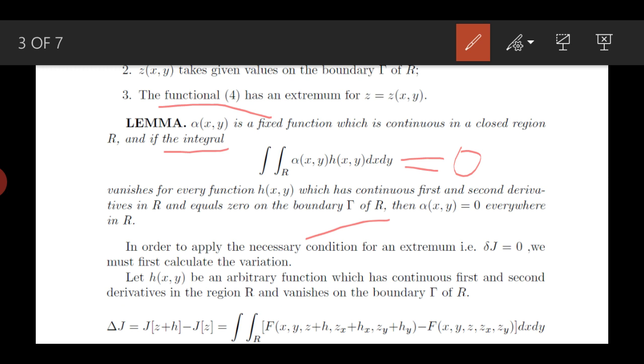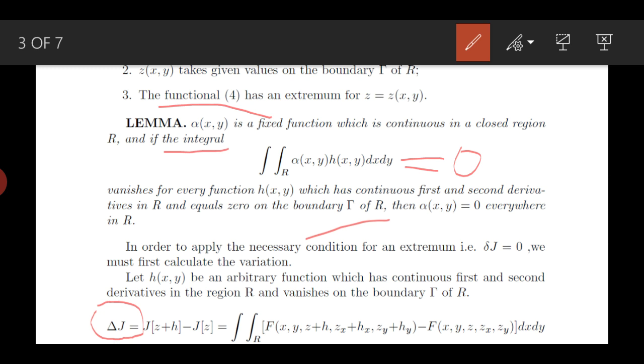Now let us find the variation of the functional. Let h of x, y be an arbitrary function with continuous first and second order derivatives in R that vanishes at the boundary gamma to satisfy the boundary condition. Suppose the increment in the function is h of x, y, then the increment in the functional is given by delta J equals J of z plus h minus J of z, as we saw in the one variable case.